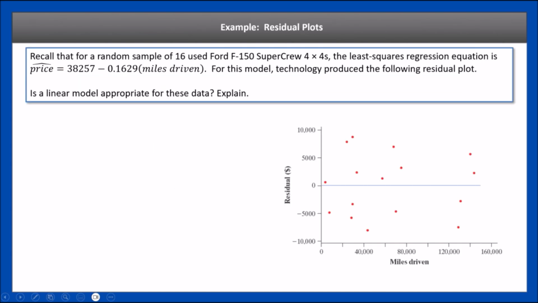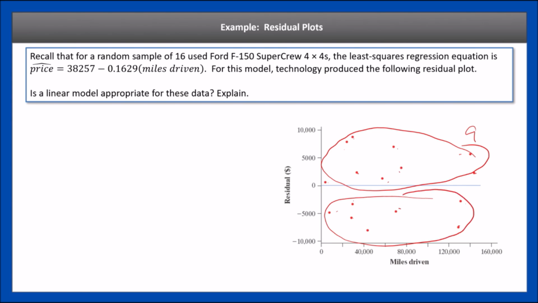All right, so here we go. Let's look at an example of using the Ford F-150 data. This is the residual plot for the set of data that we looked at earlier. So here it is, the residual plot. Now, is the linear model appropriate? Well, if you look at it, let's see how many dots are above, how many dots are below, and look to see that there's clearly a pattern or a lack of pattern. So here we got 1, 2, 3, 4, 5, 6, 7, 8, 9. So we got 9 dots here. Here, 1, 2, 3, 4, 5, 6, 7. All right, so 7. So that's a pretty even ratio.